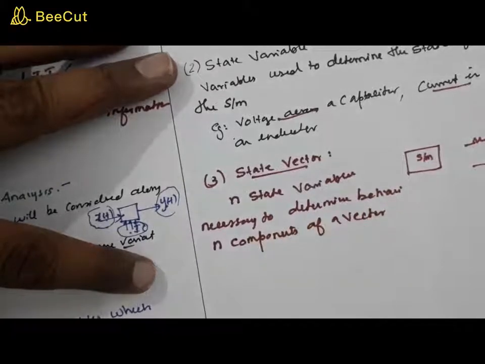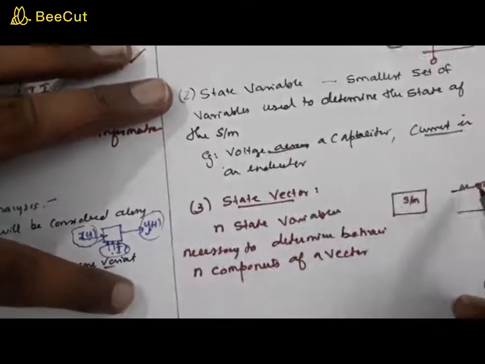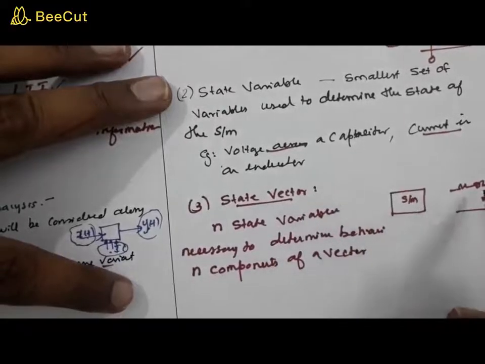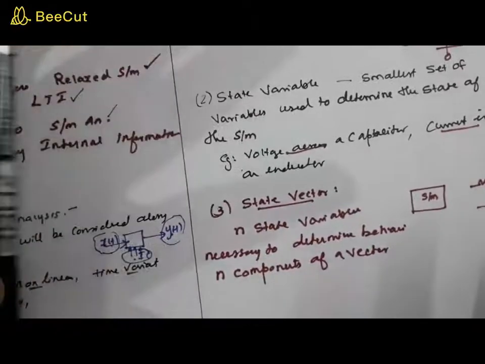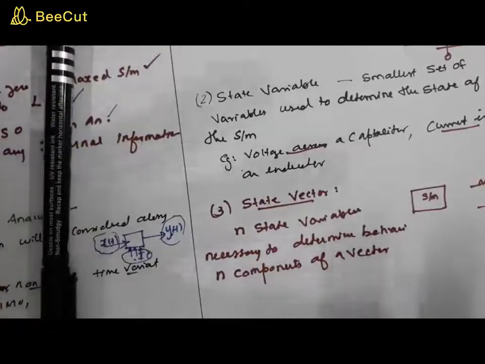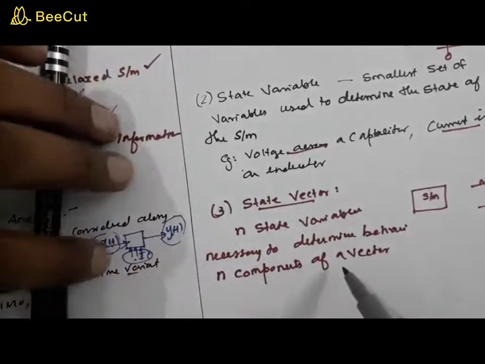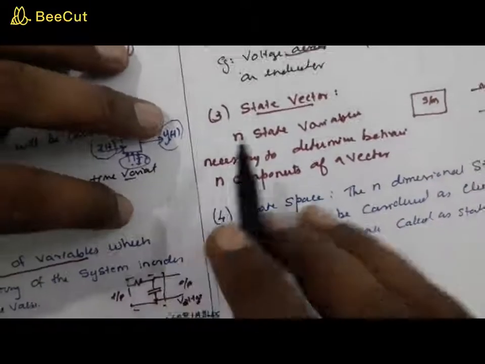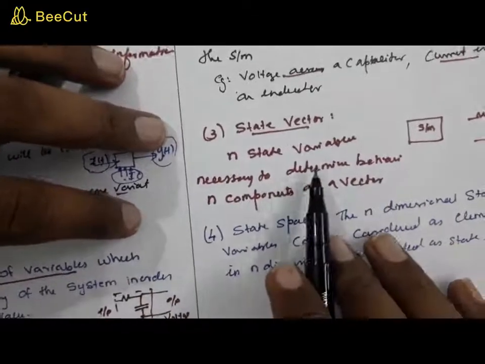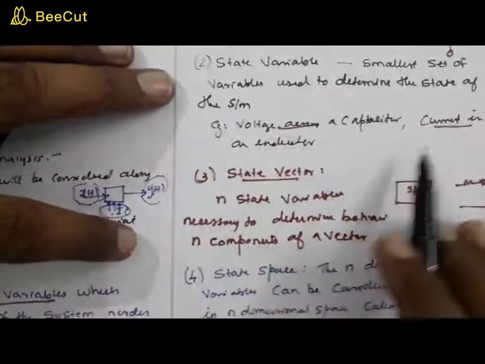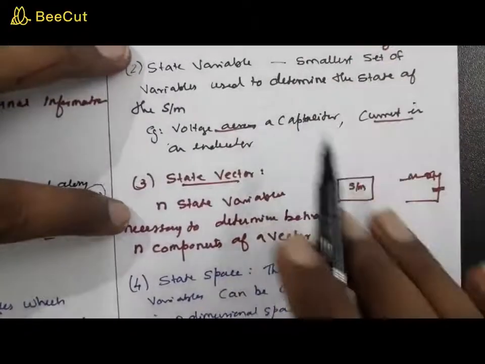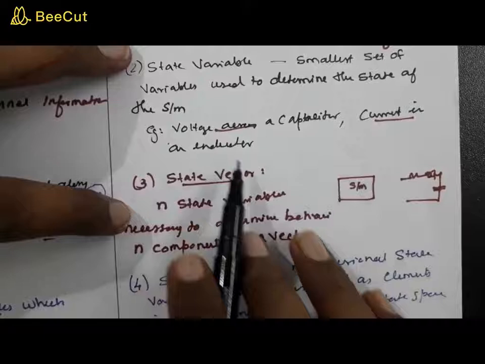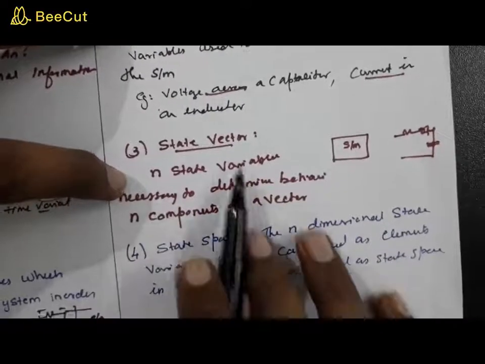So in this example, suppose you have only two variables, that is the current through the inductor and the voltage across a capacitor, then these two variables can be considered as components of a particular vector called a state vector. All the state variables that you are using for the analysis of a system can be considered as the components of a vector called a state vector.